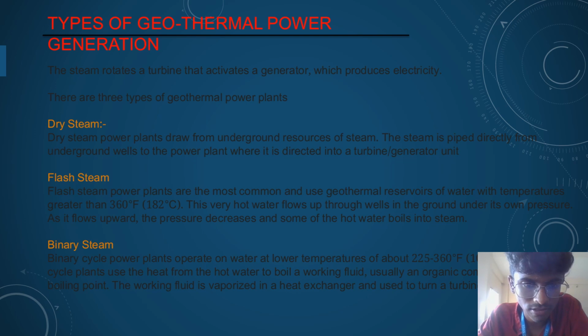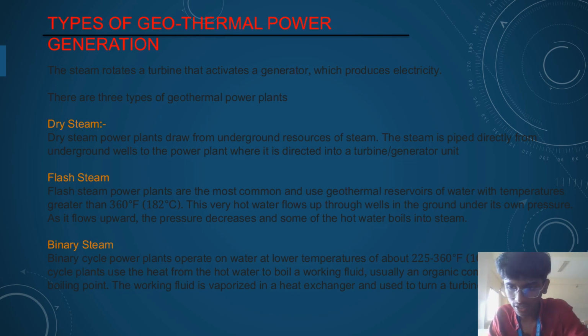Moving on to the next, that is flash steam. Flash steam power plants are the most common and use geothermal reservoirs of water with temperatures greater than 360 degrees Fahrenheit, almost 182 degrees Celsius. This very hot water flows up through wells in the ground under its own pressure. As it flows upward, the pressure decreases and some of the hot water boils into steam.